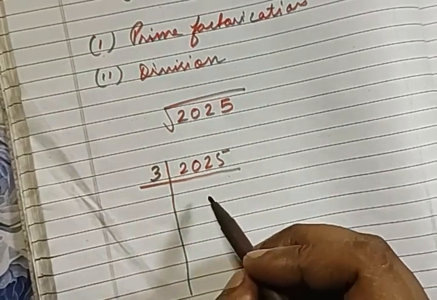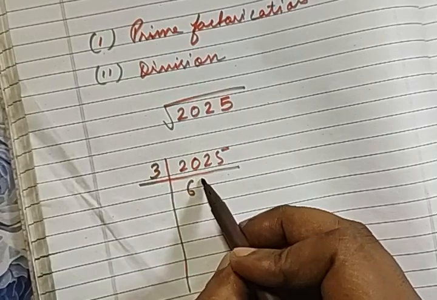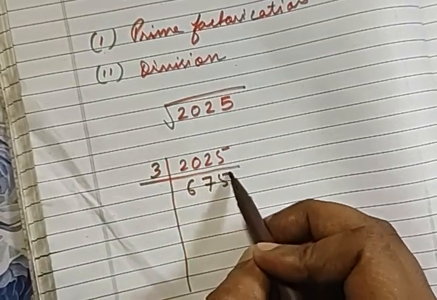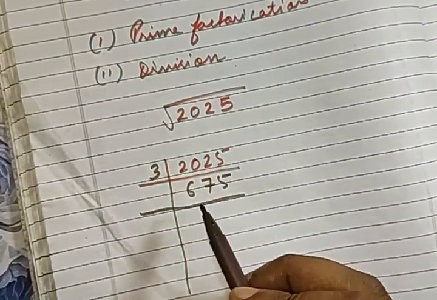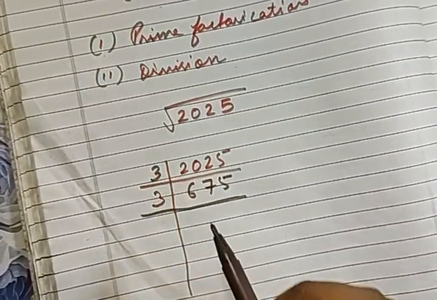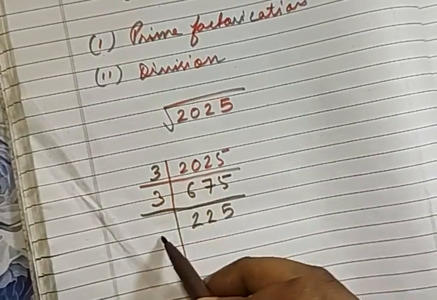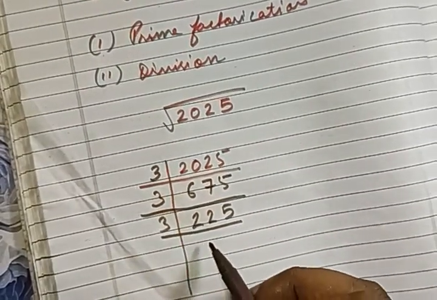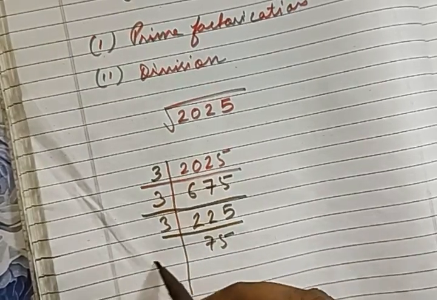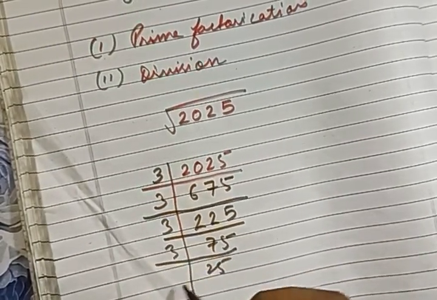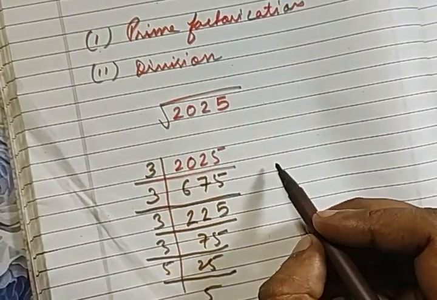So if we divide by 3, we will get 3 6 18, 2 carry, 3 7 21, 675 we have. Then again we will factorize it by 3. So what we will get, in the same way we will get 225. Again if we factorize by 3, what we will get? We will get 75. Again factorizing by 3, we will get 25, and in the last we will get 5 and 5.